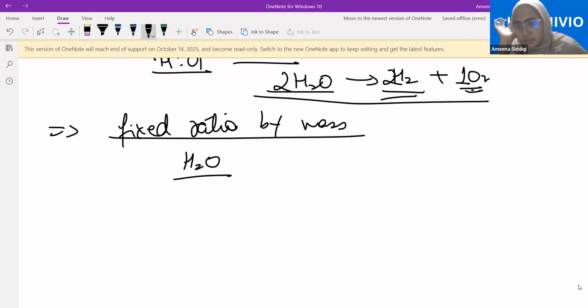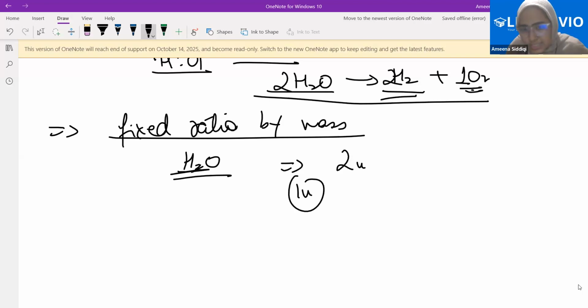If the number of atoms are fixed, the mass because of those atoms will also be fixed. Yes, ma'am. So therefore, the ratio by mass, I am getting 2 units of mass from hydrogen. Why? Because the mass of one hydrogen atom is 1 u. How many atoms of hydrogen are here? 2. Leave the unit as of now. 2. This is very clear.